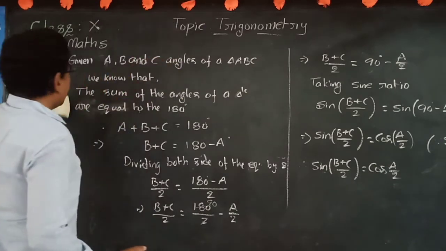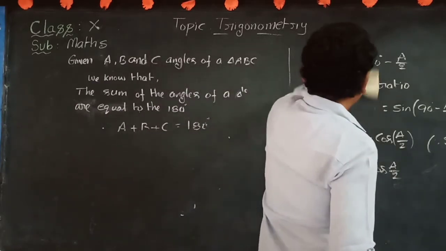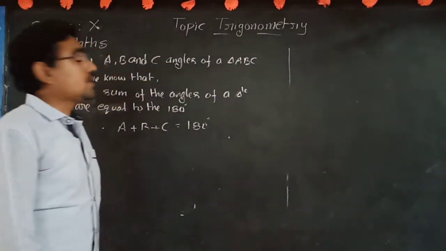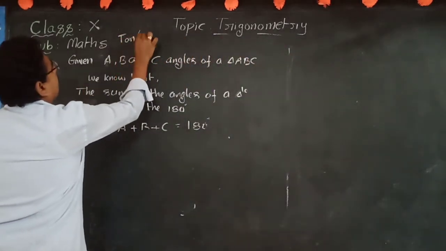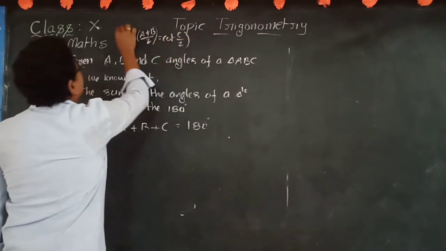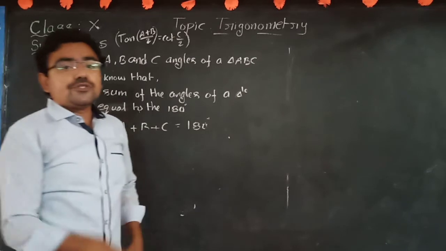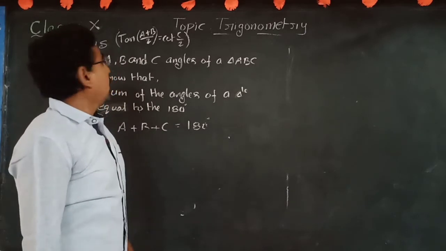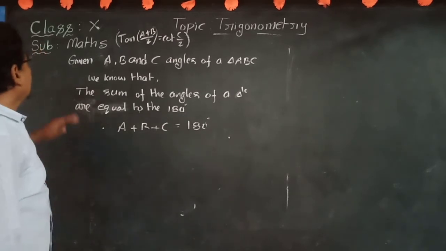See one more problem now, the same as this problem. Given A, B, C are the angles of triangle ABC, show that tan of (A plus B) by 2 equals cos C by 2. What do we have to show? Tan of (A plus B) by 2 equals cos C by 2. Previously we showed sin of (B plus C) by 2 equals cos A by 2. But here we have to show tan of (A plus B) by 2 equals cos C by 2.